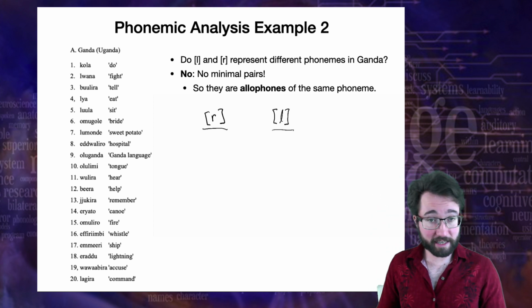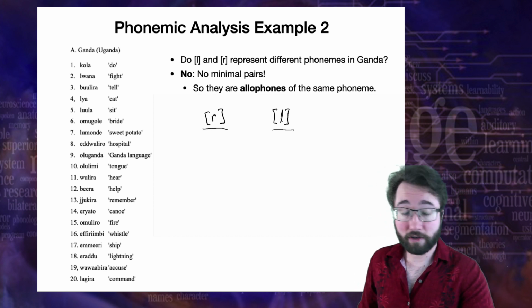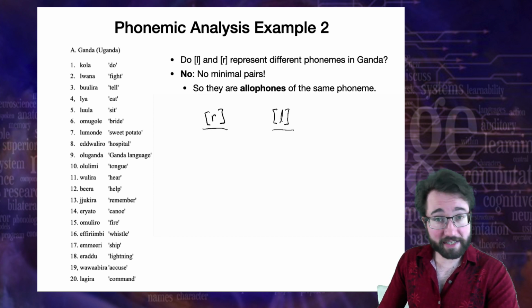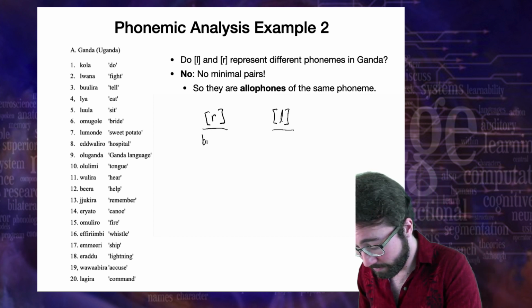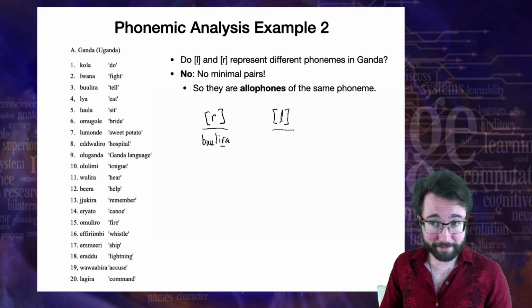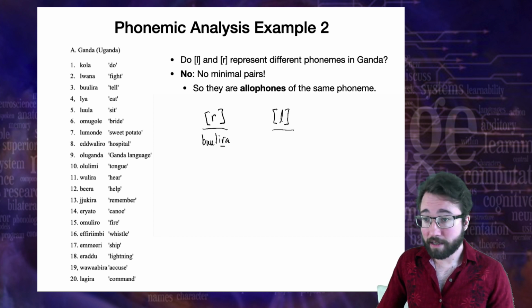Let's look at examples of words that have these two sounds. Looking first at the trill, R. What's the first thing we see in the list that has this sound? Well, it's apparently the verb tell, so that is bulira. Okay. And what's the next thing in the list? Well, it looks like the word for hospital, which is something like eddualiro.